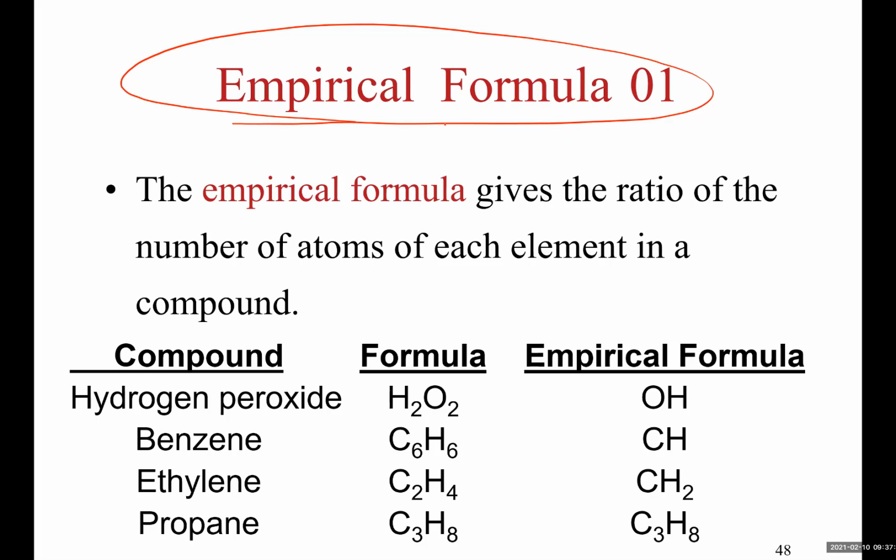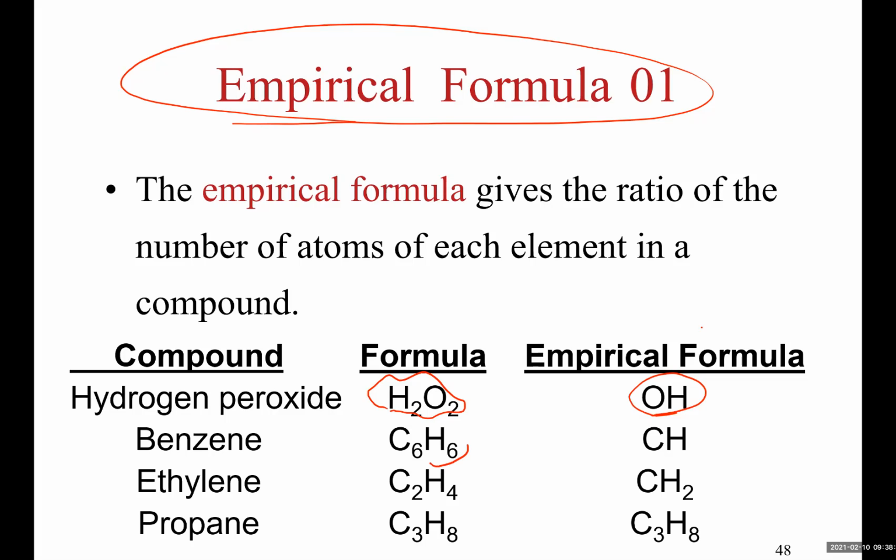So what is the empirical formula? It's the relative number of the atoms. In other words, if I look at hydrogen peroxide, there are 2 hydrogens for 2 oxygens, so the relative number of atoms is 1 to 1. That's the empirical formula.